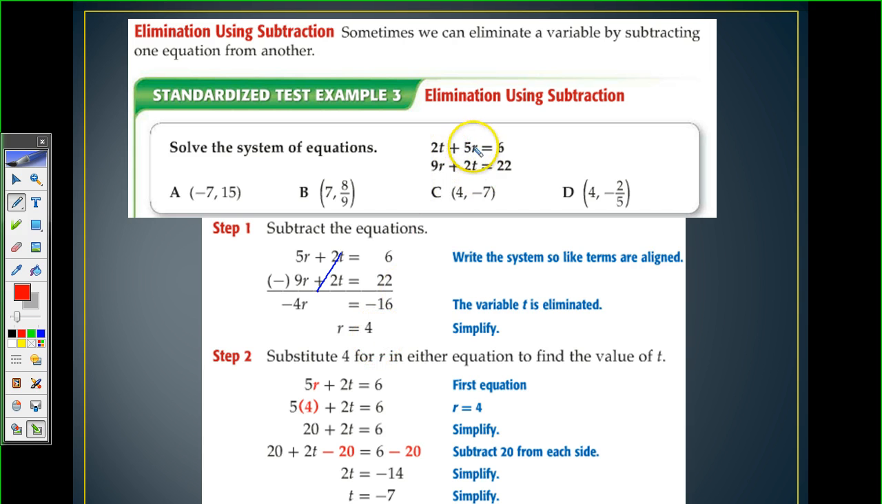So it really doesn't matter if it's x or y. They used r and t this time. So r equals 4. So we're going to put it in either one of those equations. They chose the first one. Okay, so instead of r, they put 4. 5 times 4 is 20, plus 2t equals 6. Subtract 20 on each side, and you get 2t equals negative 14, divided by 2, and t equals negative 7. So here's your r, and here's your t. So your answer is 4 and negative 7, and here it is right there. C is your answer.